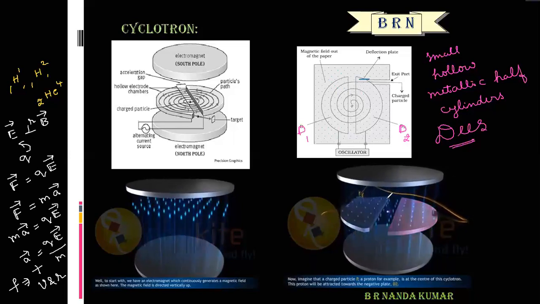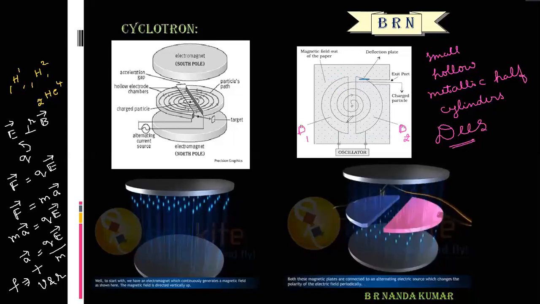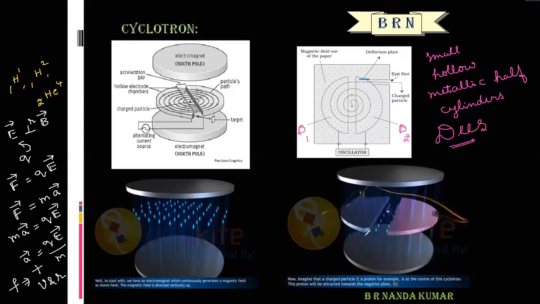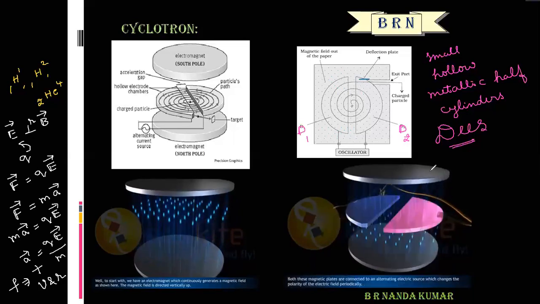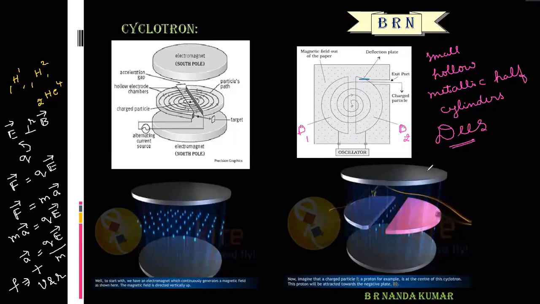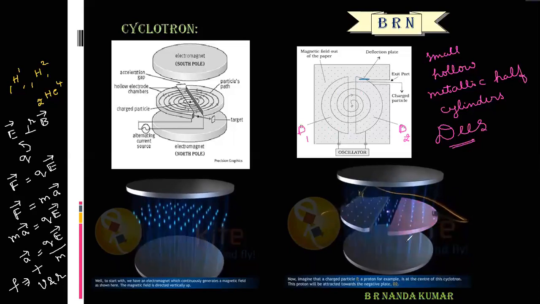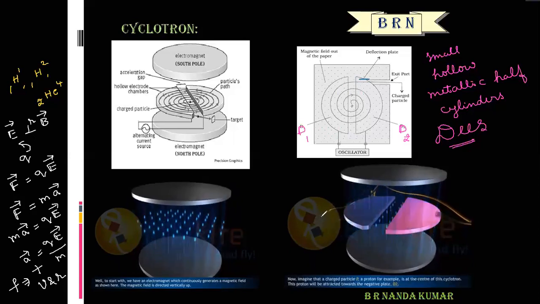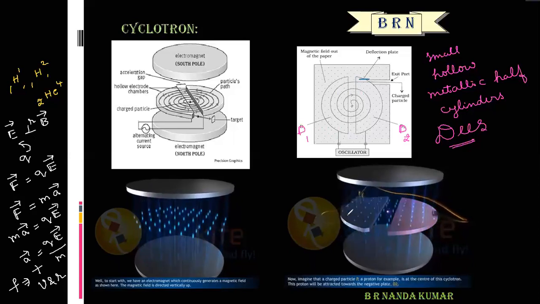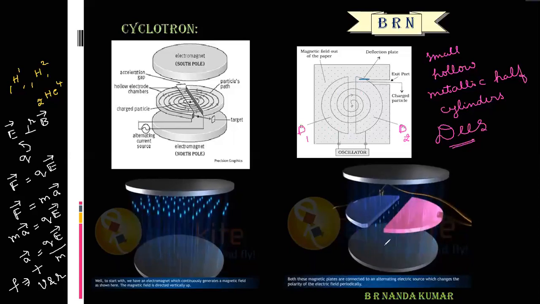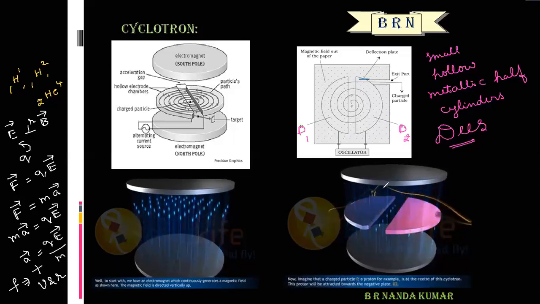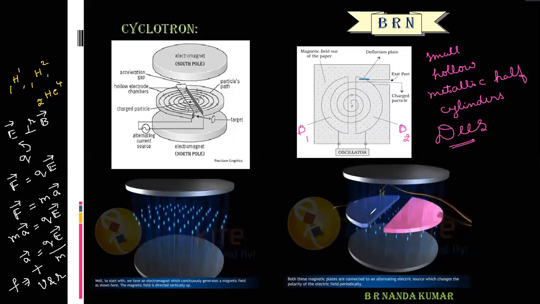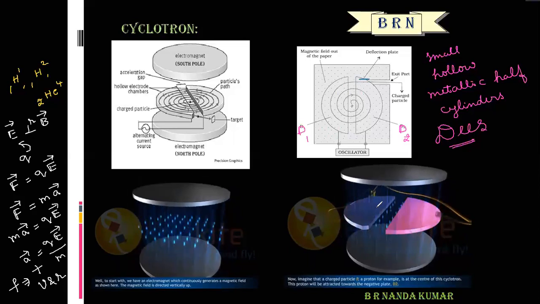The first one is consisting of two small hollow metallic half cylinders. D1 and D2 are called D's because of their shape, and the D's are mounted inside a vacuum chamber between the poles of a very strong, powerful electromagnet, which generates the magnetic field lines from north pole to south pole, from bottom to top, so that the magnetic field lines are perpendicular to the plane of the D's.